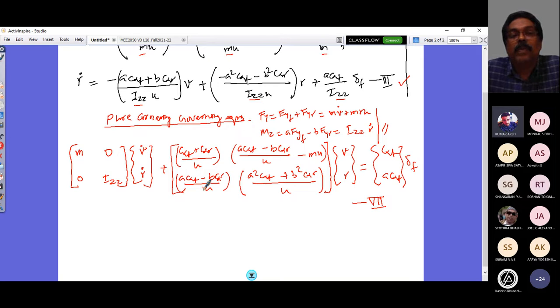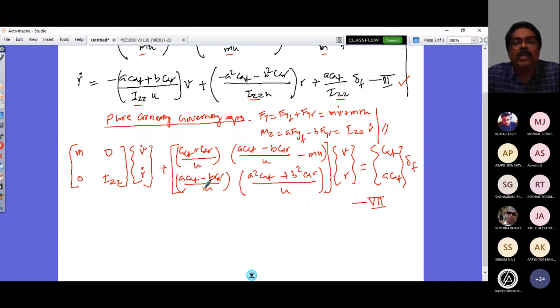I'm not going to take a Laplace transform; we will do that later on. There are many ways to convert an ordinary differential equation into an algebraic form. There are many transforms available. One important transform is the Laplace transform. If I do that, I'll get my algebraic form.